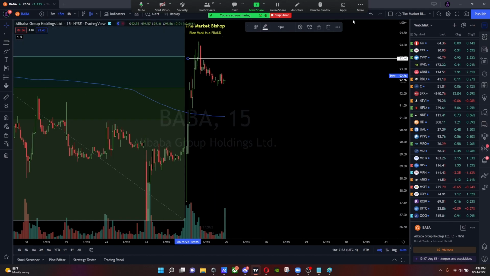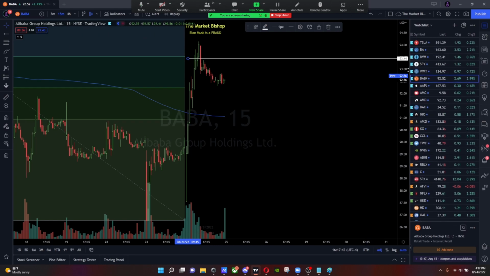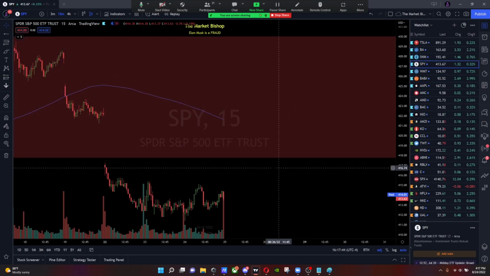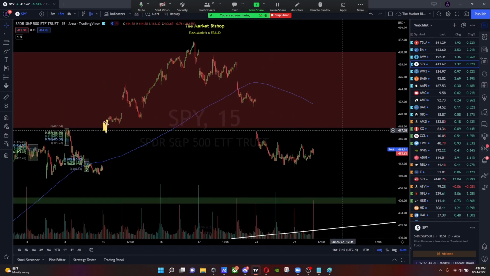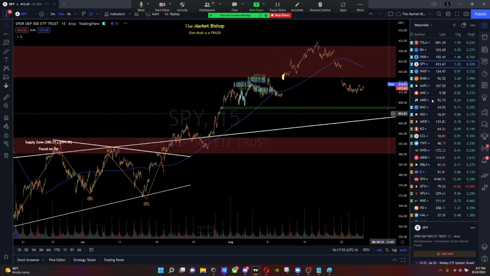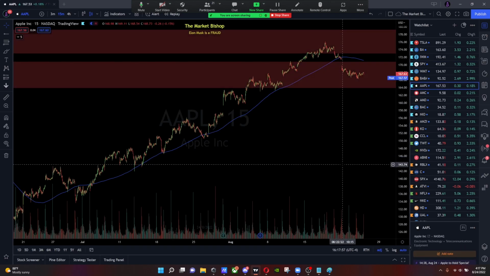Let's go to another stock. Let's stop looking at BABA. Let's look at everyone's favorite, SPY. Oh my god, look how ugly SPY has been. Atrociously ugly. Let's go to another stock. Let's go to Apple.